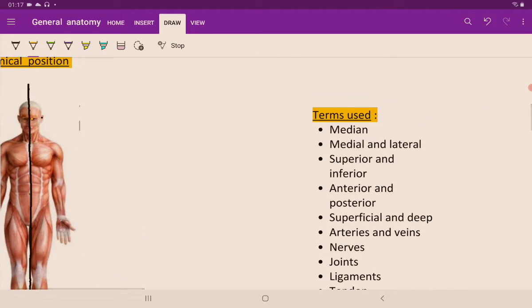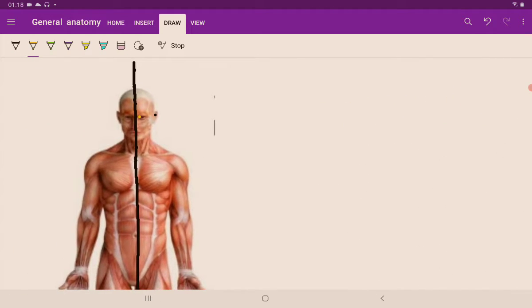Now, superior and inferior, guys. Superior is above, inferior is below. The way we use this is, see here, guys, this is the mouth, right? We know that nose is above the mouth. The way we say in anatomy is nose is superior to the mouth, eyes is superior to the nose, forehead is superior to the eyes. In the same way we say chin is inferior to the mouth, and neck is inferior to the head, chest is inferior to the neck. That's how we use superior and inferior.